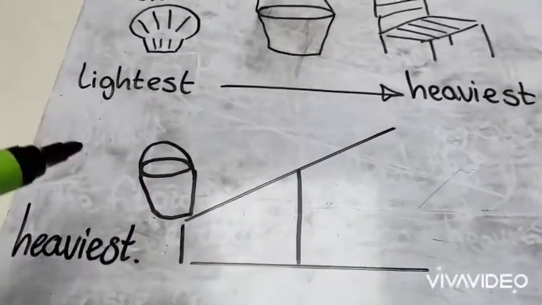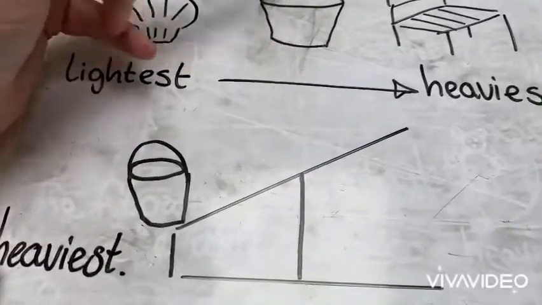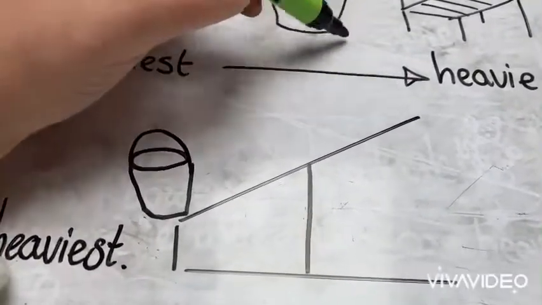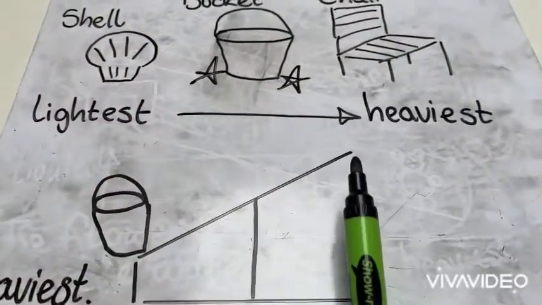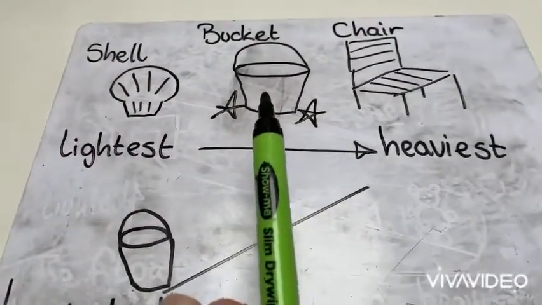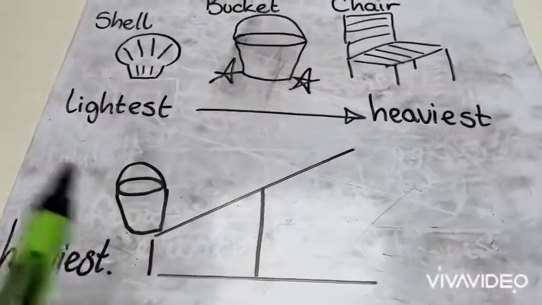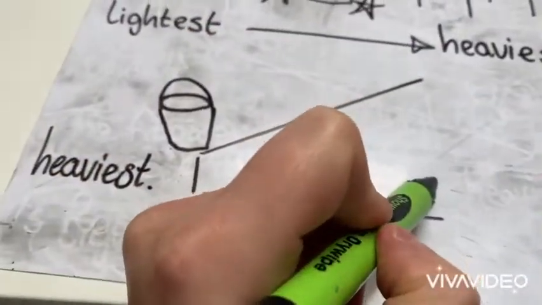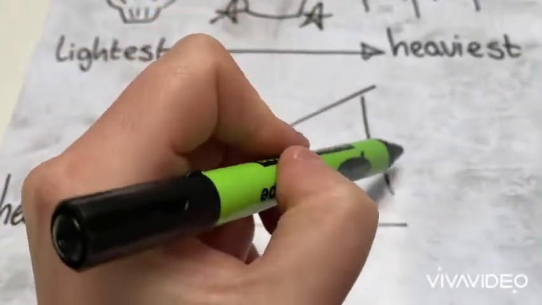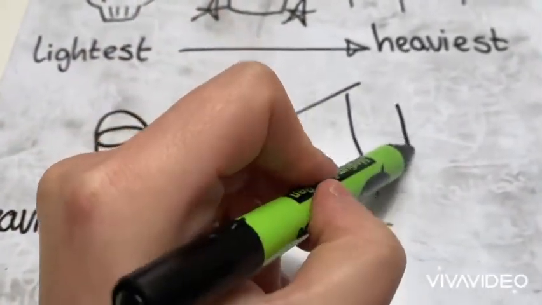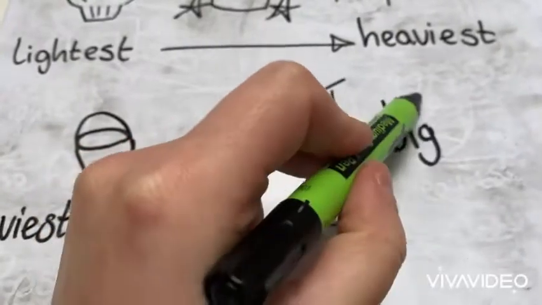So, if my bucket now is my heaviest item, put a little star next to it, what would be lighter than my bucket? Now we know it's got to be lighter because here my seesaw is going up to the sky, which means that this is the lightest.